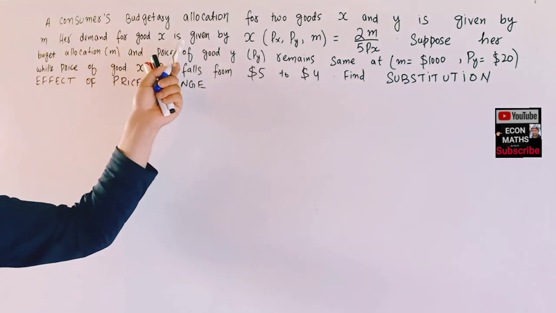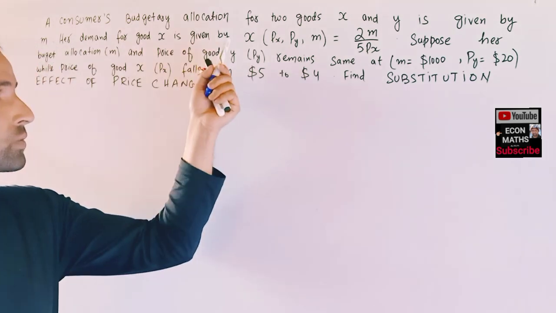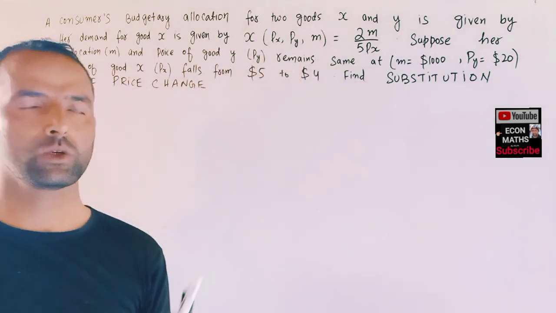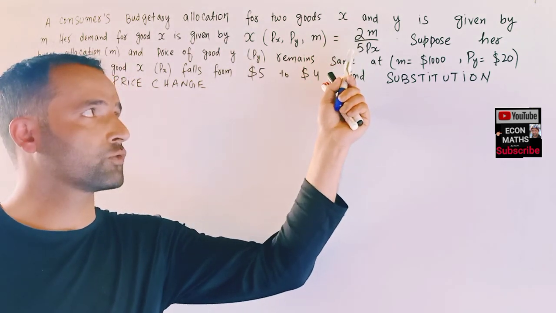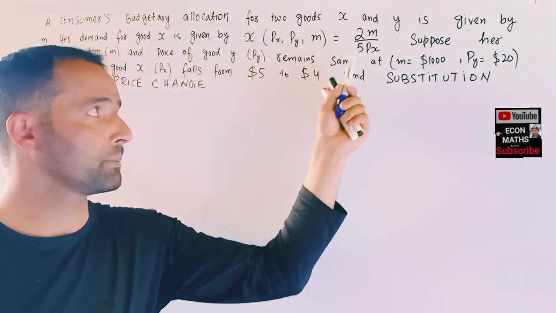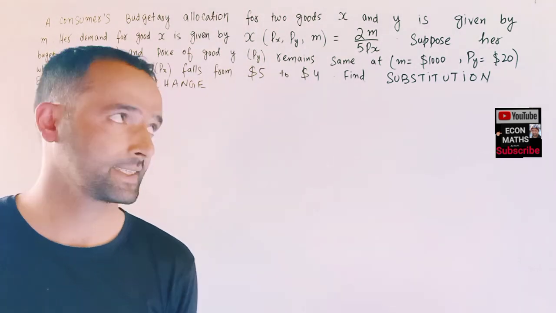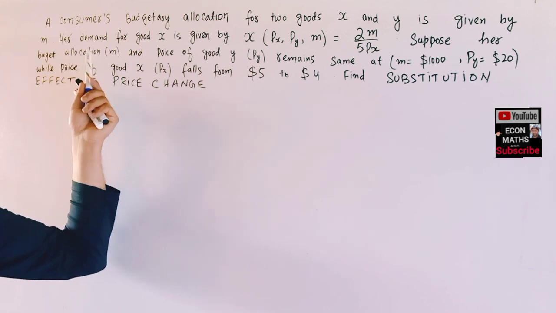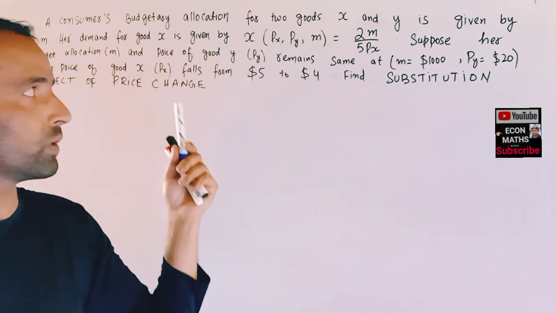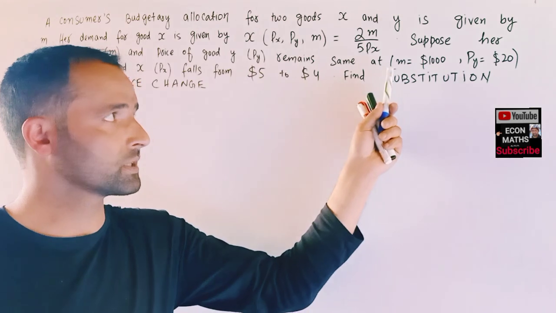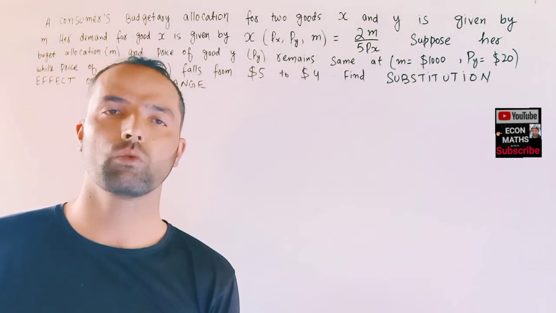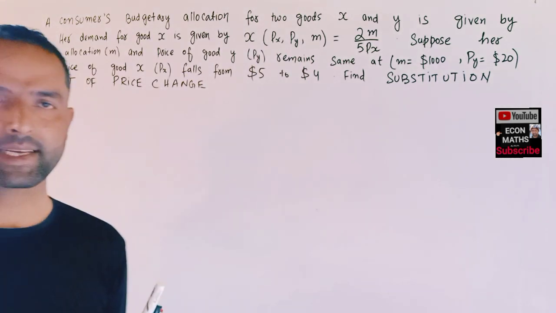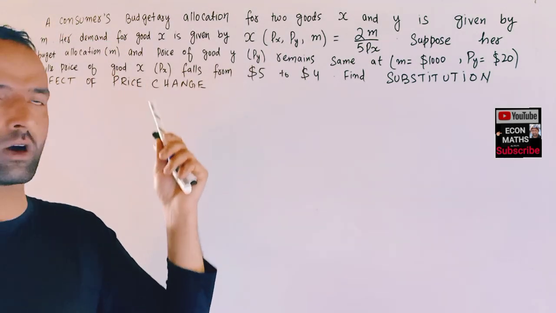Her demand for good X is a function of the price of good X, the price of good Y, and his income, and is given as 2M upon 5px. M is the initial income and px is the price of good X. Suppose her budget allocation, that is his income, remains the same and the price of good Y also remains the same, that is, income is $1,000 and the price of good Y is $20. They remain the same, while the price of good X falls from $5 to $4.